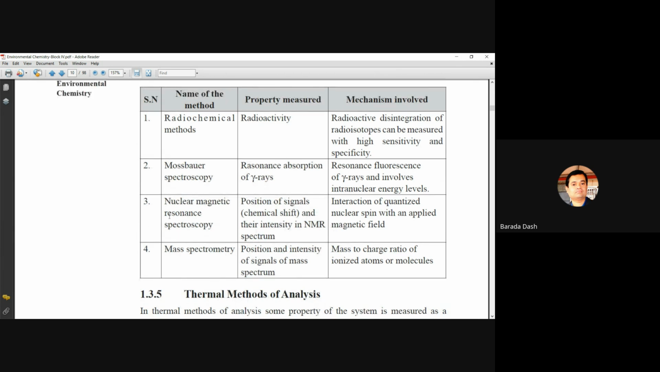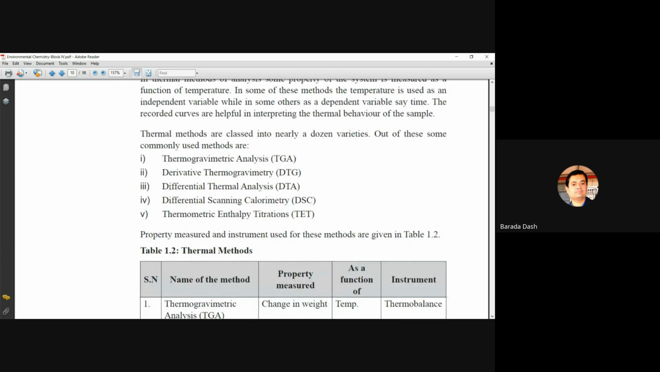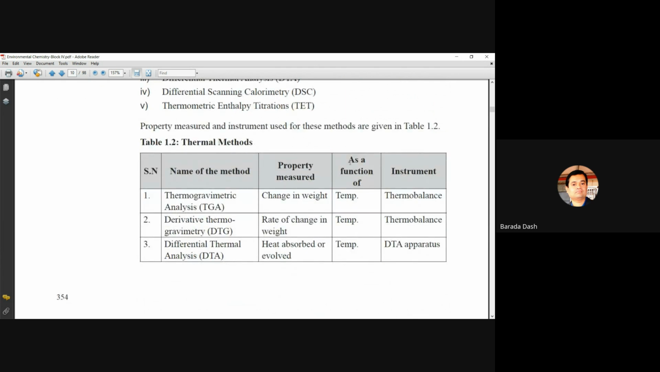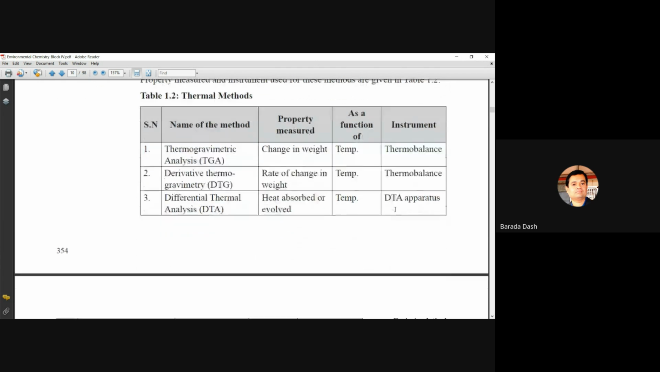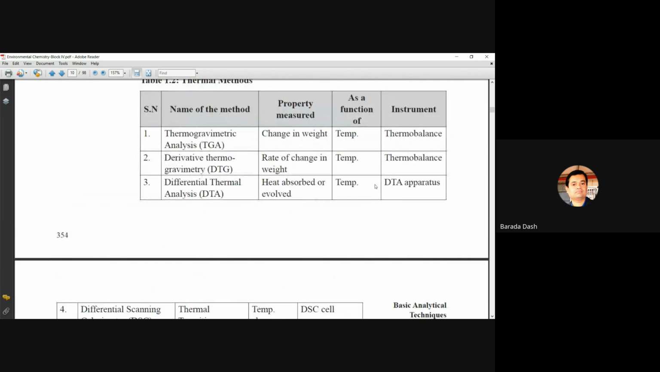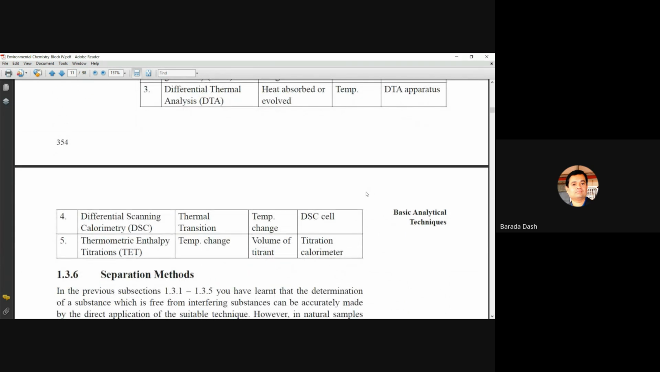So the mechanisms involved are different in the thermal methods: TGA, DTG, DSC, thermometric enthalpy titrations. These methods have a little bit different principle, but they have the same temperature change. Most of them have a change in the temperature, and in thermometric enthalpy titration there is a change in the volume of the titrant.